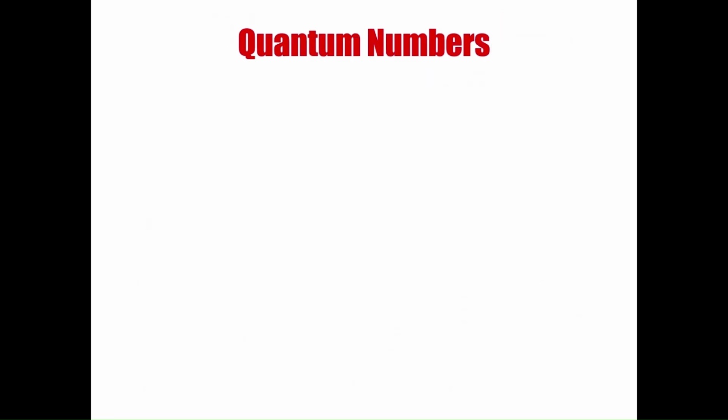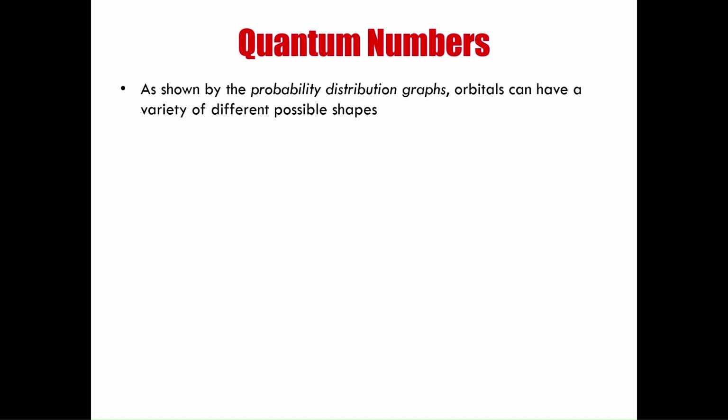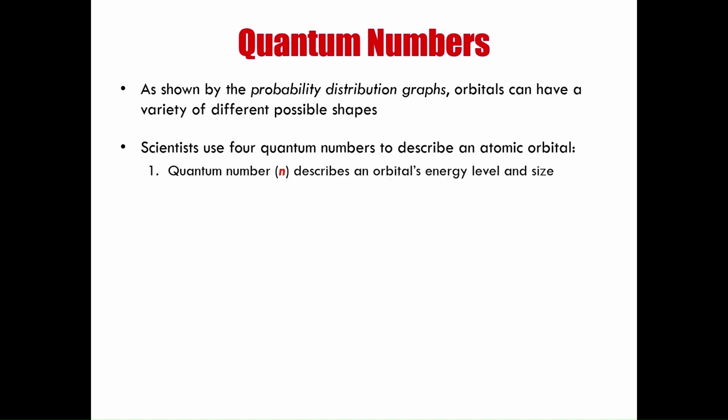Quantum numbers. So we know that orbitals have a variety of different shapes, but how do we describe them? Well, the answer to that question is through the use of quantum numbers. These are just numbers that are used to represent certain characteristics of each orbital sublevel. Scientists use 4 different quantum numbers to describe an atomic orbital. So the first quantum number, symbolized by lowercase n, describes where the orbital is in the atom, the energy level that it could be found in.